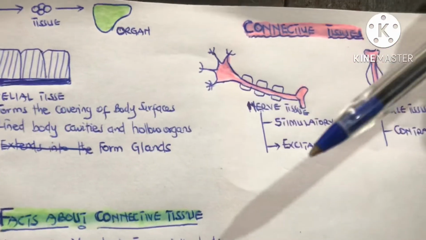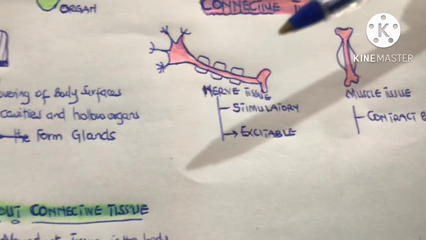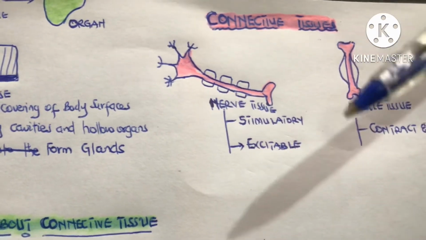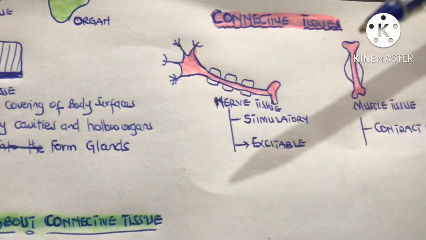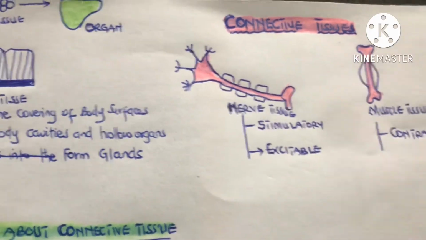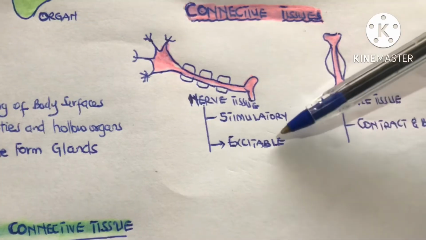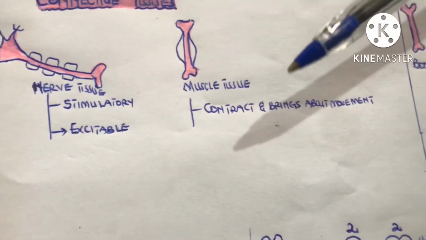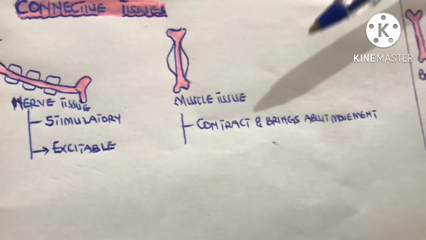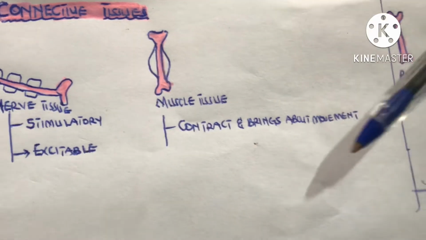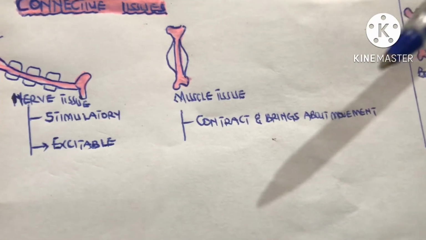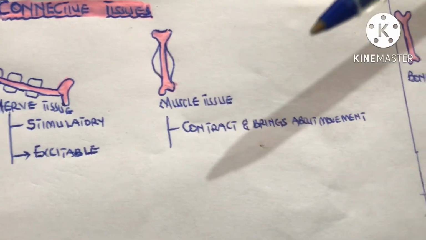So let's move to the next tissue, which is the nerve tissue. Nerve tissue can be stimulated, and whenever it gets stimulated, it becomes excited and fires an action potential. So they are stimulatory and also excitable. The next tissue that I'll talk about is the muscle tissue. Muscle tissue can contract and bring about movement. So all the movements that you can do are by the help of the muscle tissue.